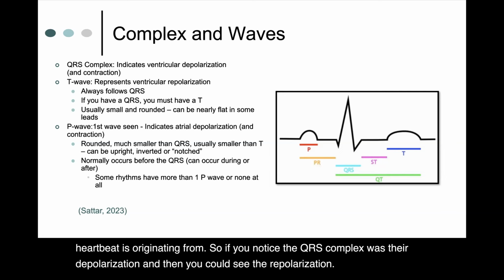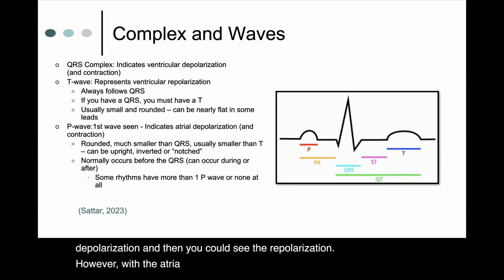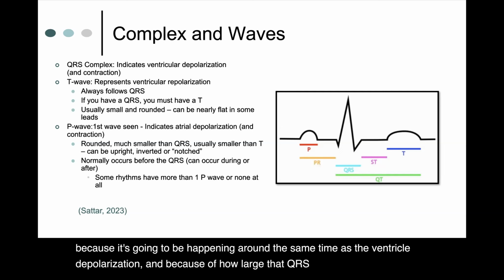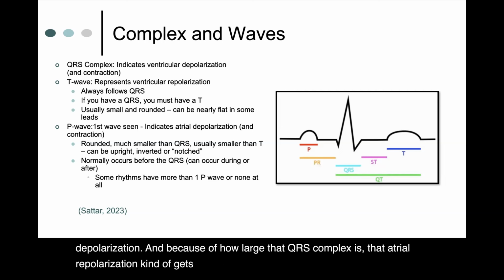However, with the atria, we don't see the repolarization, and that's because it's going to be happening around the same time as the ventricle depolarization. And because of how large that QRS complex is, that atrial repolarization gets hidden.